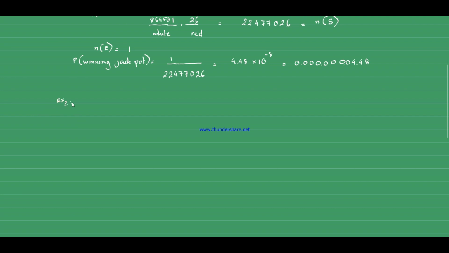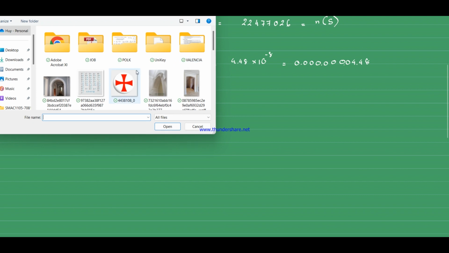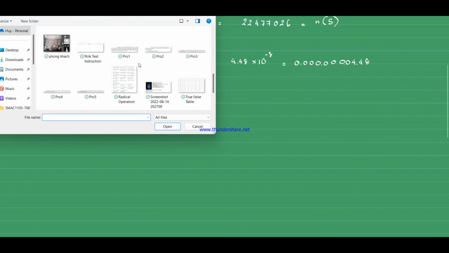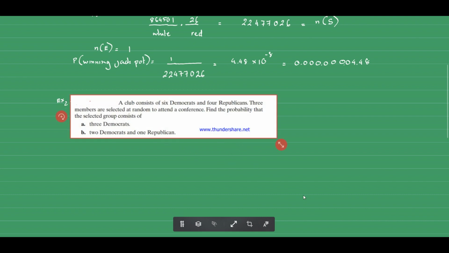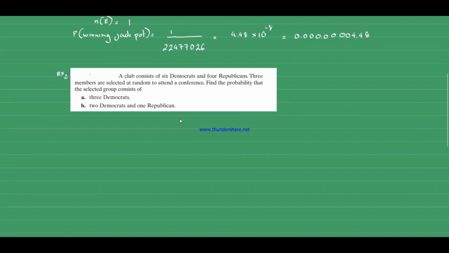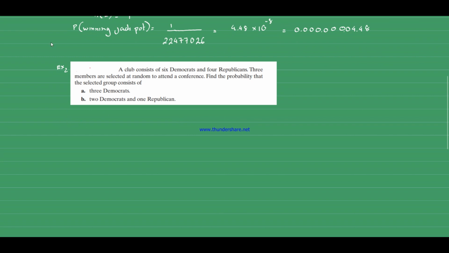All right. Example number 2. How about this one? A club consists of 6 Democrats and 4 Republicans. 3 members are selected at random. So it's random, but with no order over here. You see that? To attend the conference. So we want a group of 6 Democrats and 4 Republicans.